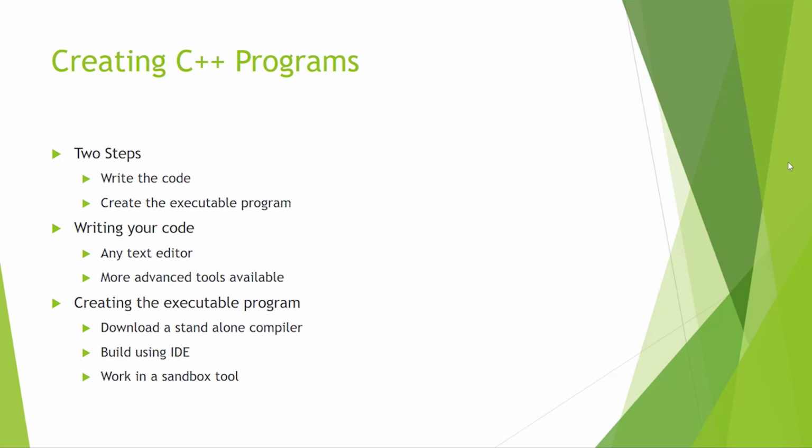That brings us to creating the executable program. The reason you need a compiler to take your C++ code and make it something that functions is because computers by themselves don't know what to do with the file that you have written. The compiler takes that code and converts it to a language the computer understands and is able to respond to.